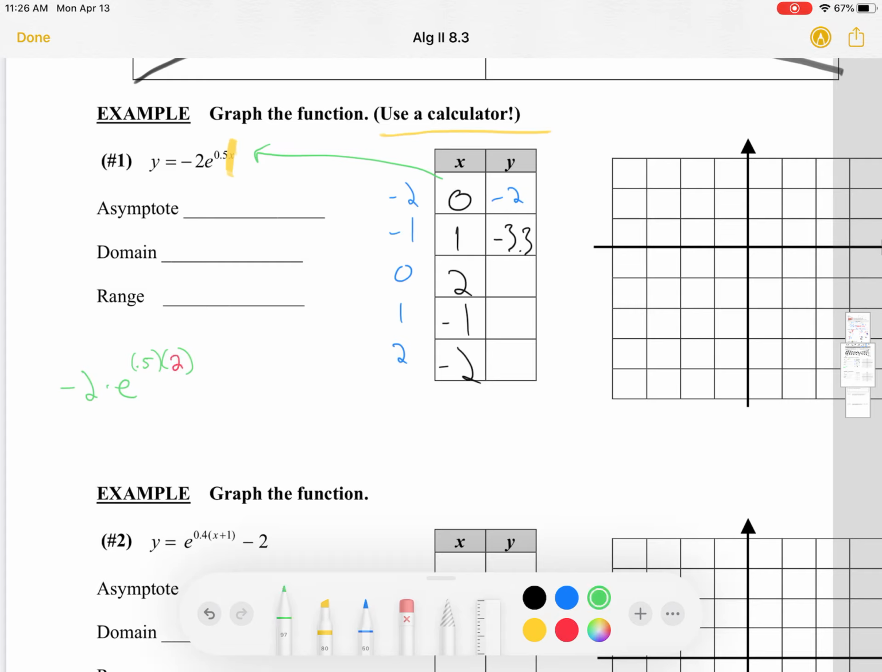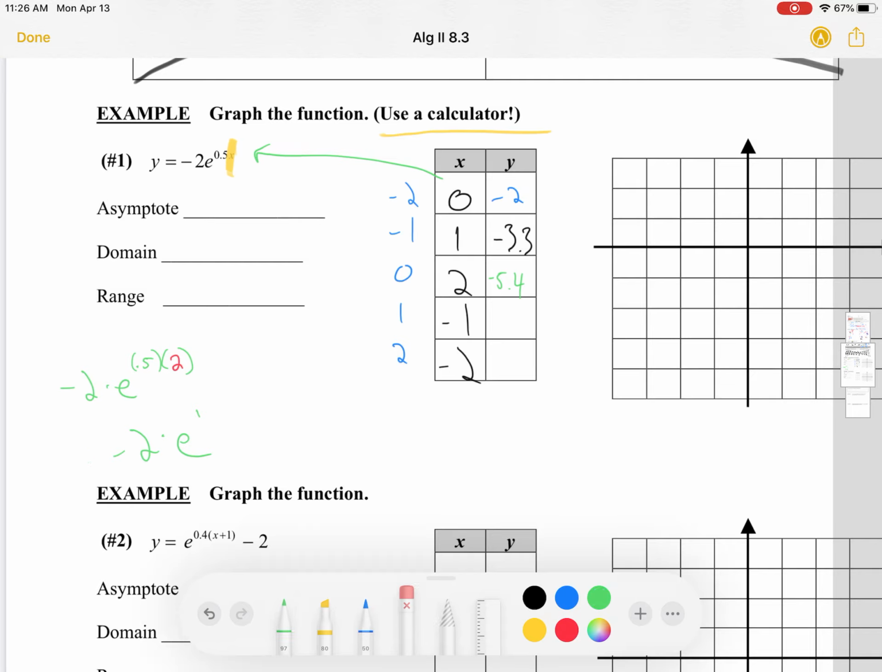And again, this first step you can do in your head. Negative 2 times e. What's 0.5 times 2? Well, you should get e to the first. Now just type in on Google negative 2 times e to the first power. You should get negative 5.4. Easy peasy. Now we're going to do the same thing for negative 1.